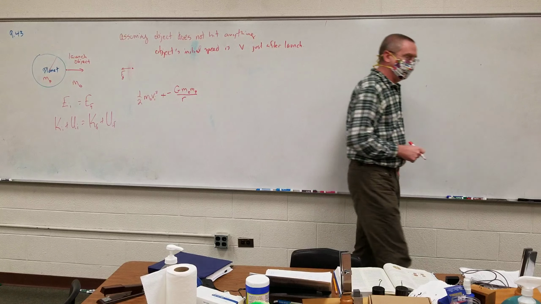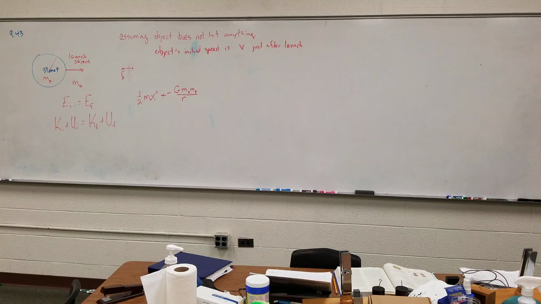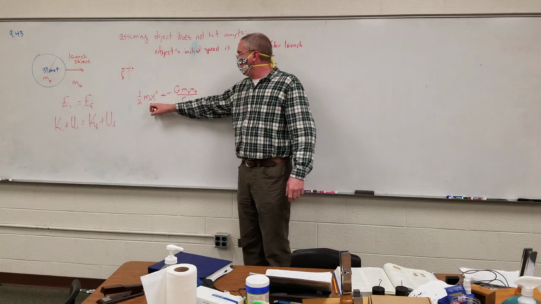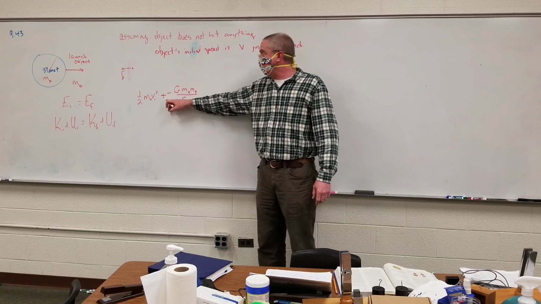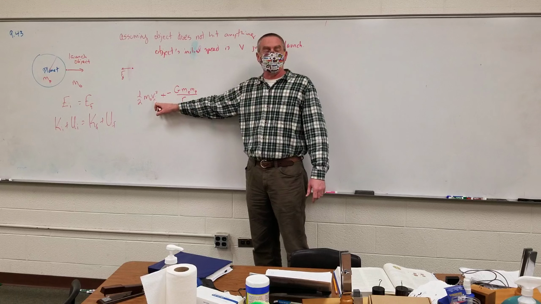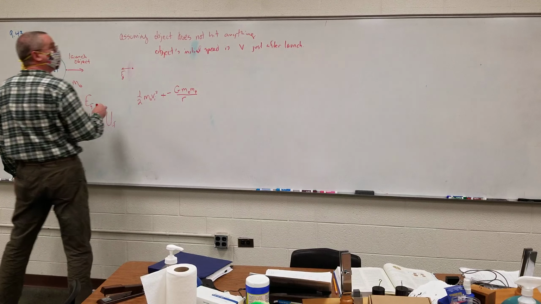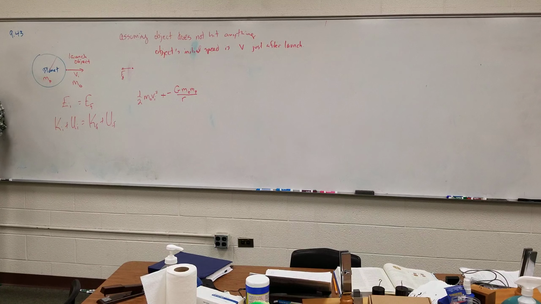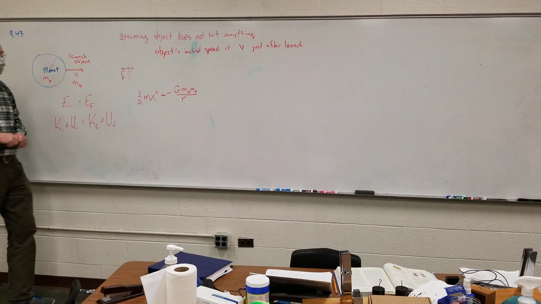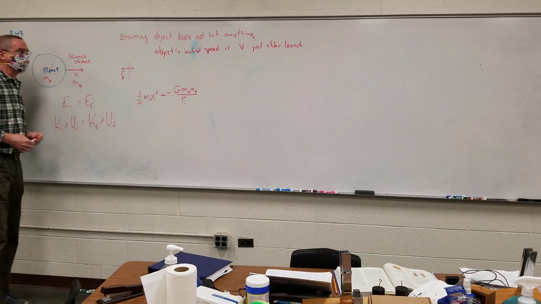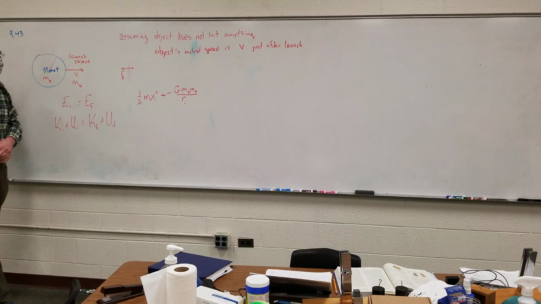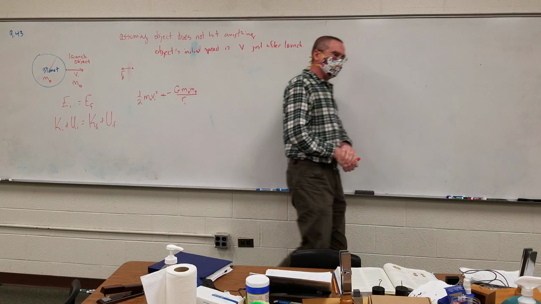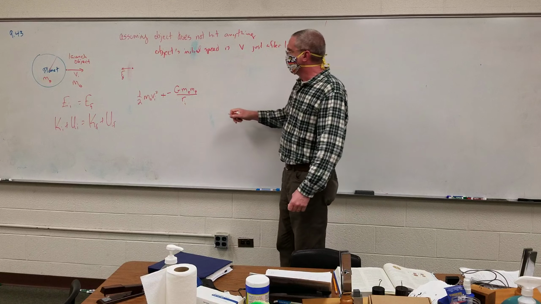Not R squared as I will potentially write at some point, but just R. What's the O and the I next to the V? All right, the O is for object. P is for planet, and I is initial speed. So it's launched at some initial speed here. Oh, and that's the initial distance. So those are my two parts.